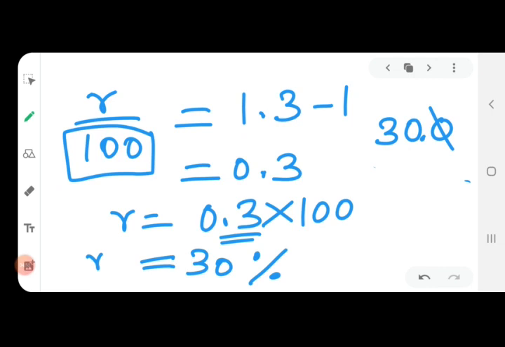We will get R by 100 equal to 1.3 minus 1, which is equal to 0.3. Now we need R. So R equal to 0.3 into 100. If you multiply, we will get 30. So R, generally it is the rate of interest, so we have to put the percentage symbol. So R, the rate of percentage, equal to 30%. Clear?